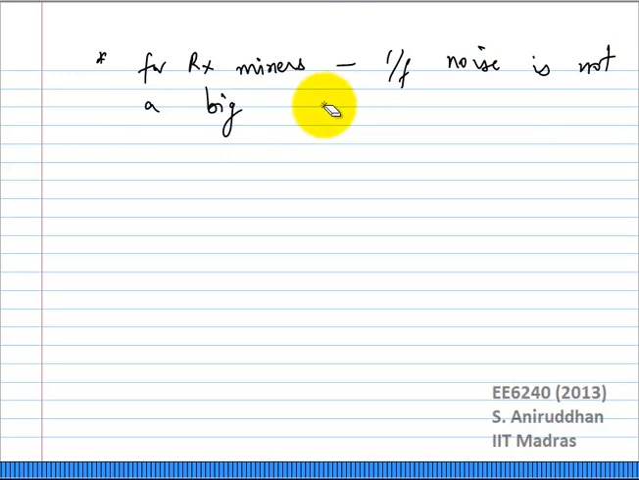So it's not a big issue, but it depends on one important factor. What is that? When can you have 1 over S noise at the output? Huh? I'm not able to hear you.